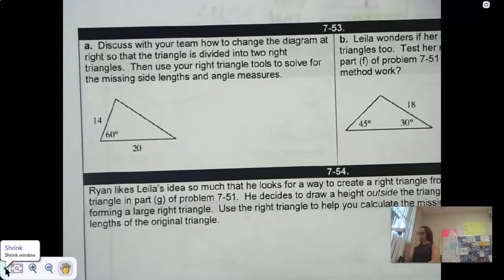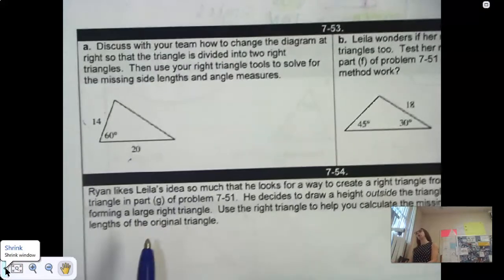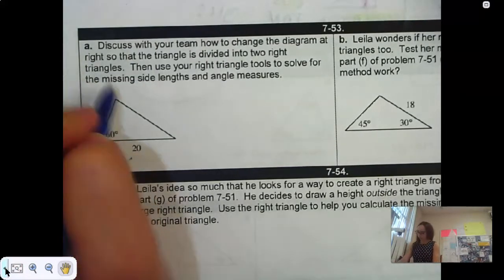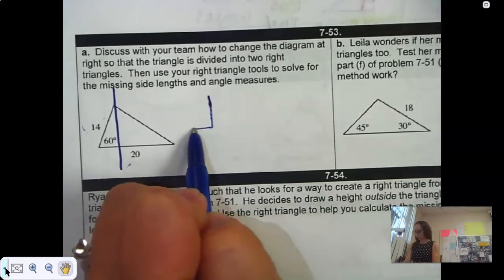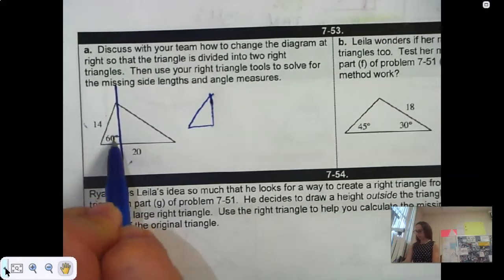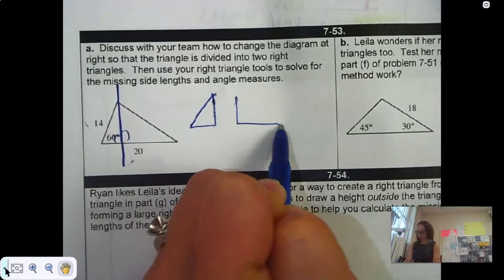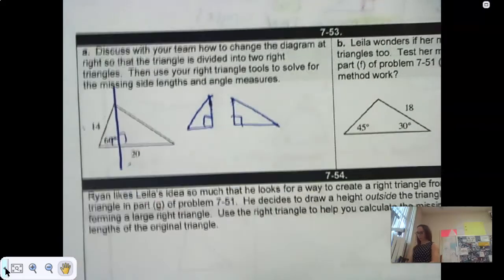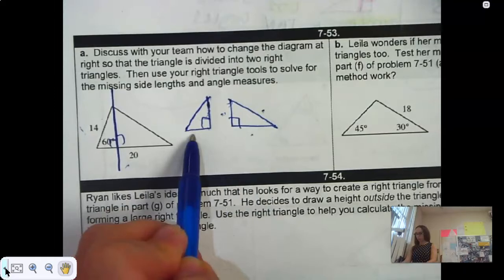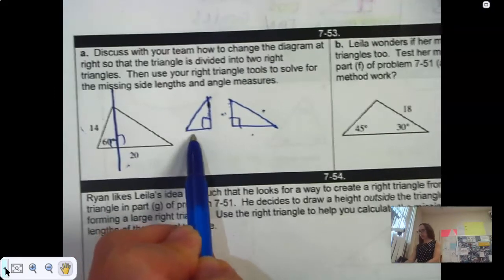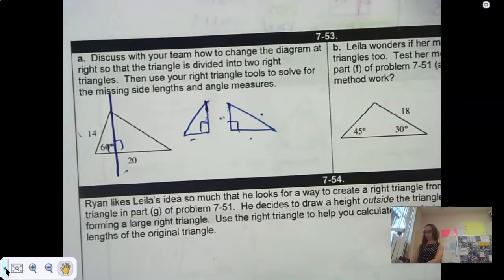So what they're saying is you can't do it, but they want you to be able to do it. So what they're saying is if you cut this like this, then this is one right triangle, and that's another right triangle, and then you could use sine, cosine, tan to find this, this, this, okay? And then you could add them together, and you could figure it out.